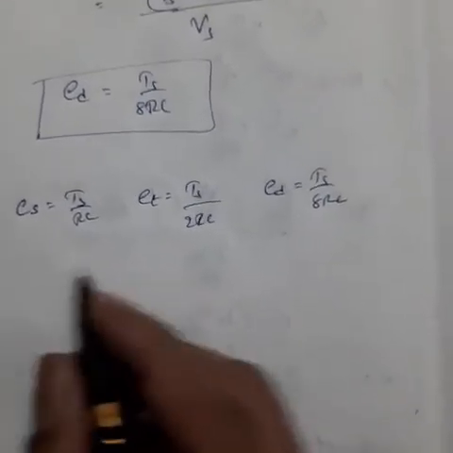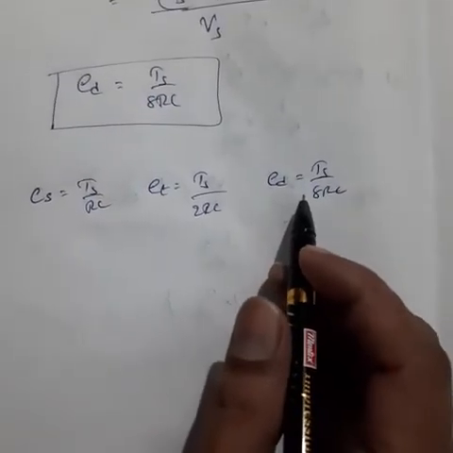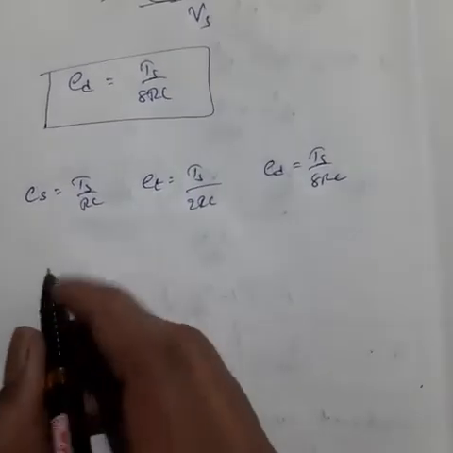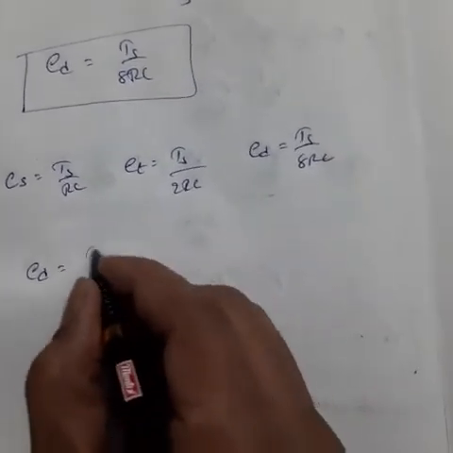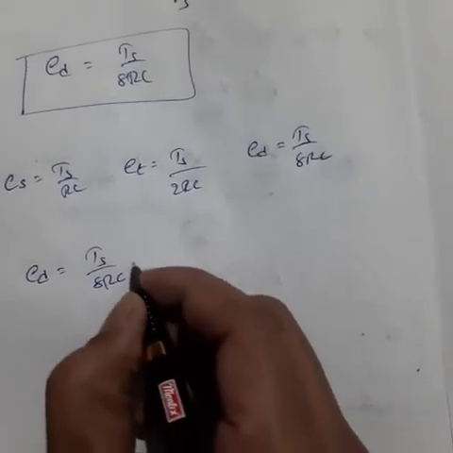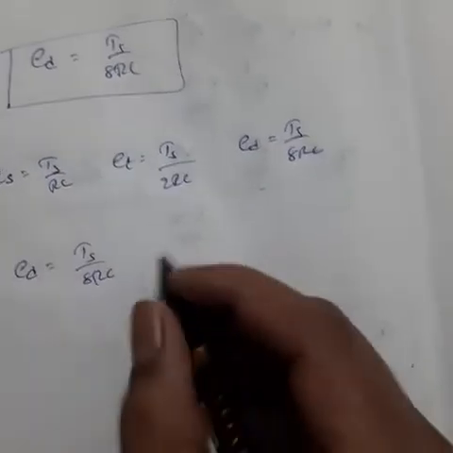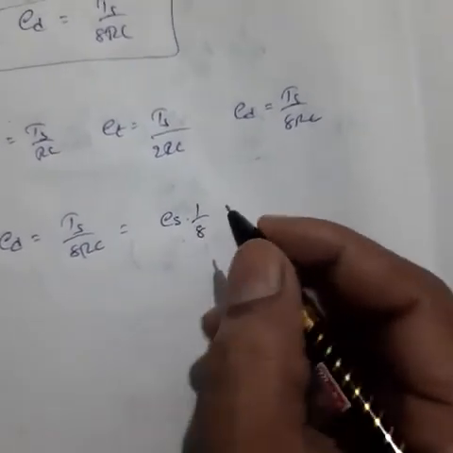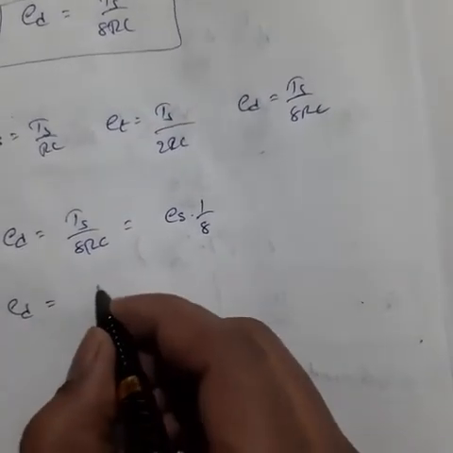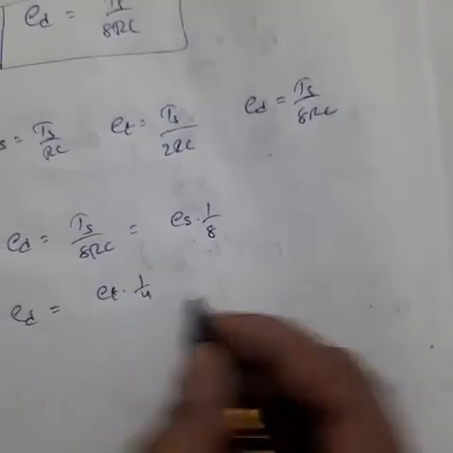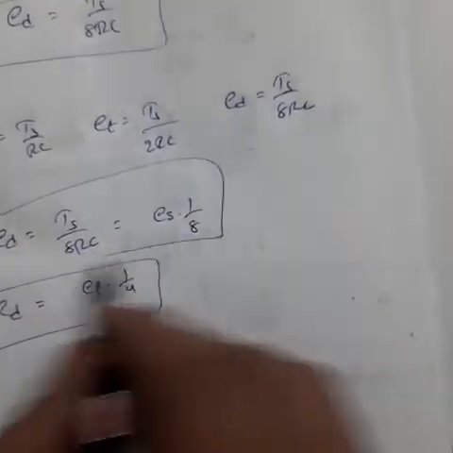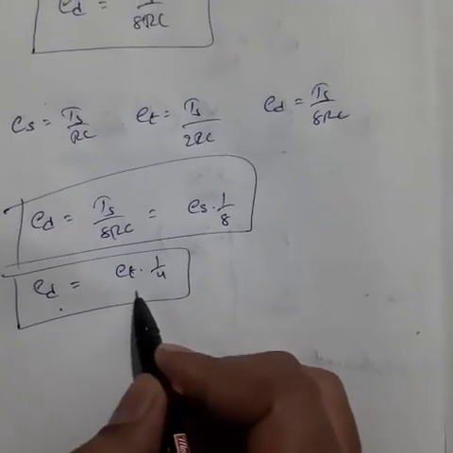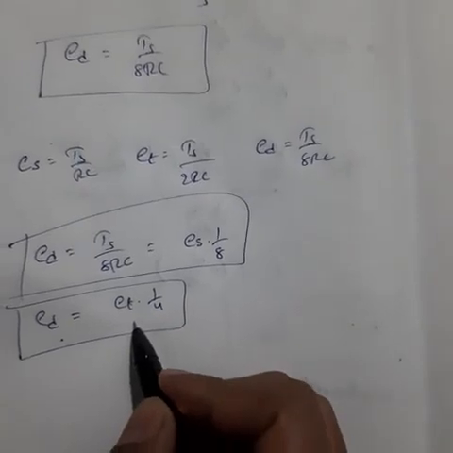How can you define the relation between Ed and Es? Ed equals Ts by 8Rc, but Ts by Rc equals Es, so we can write Ed as Es into 1 by 8. Similarly, in terms of Et, Ed equals Et into 1 by 4. This is the relation between displacement and sweep, and between displacement and transmission. These are the general characteristics.